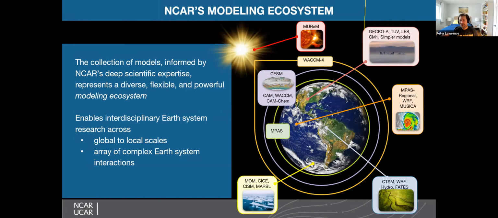We have these different models such as MPAS. We have WRF, which is the Weather Research and Forecast model. We have the hydro version of that. We have dynamic versions of ecosystems such as the FATES model. So we're not just one model, we're actually more an ecosystem of models. And on that, I'm going to end this part of the talk, and I'm going to close that.